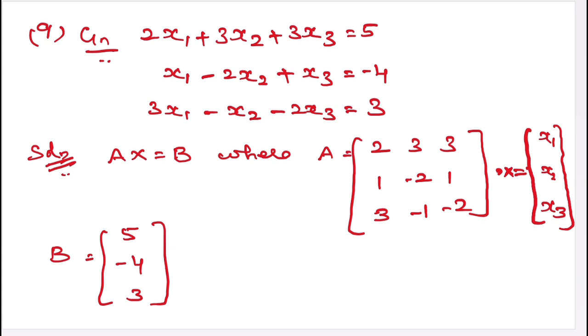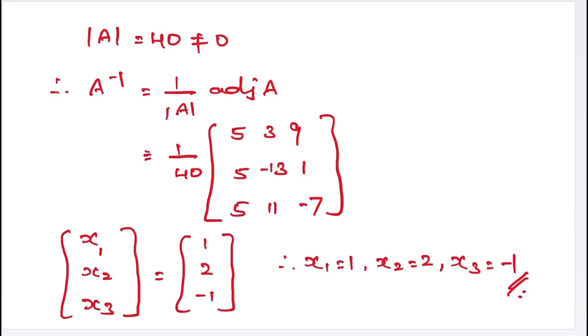Write the system in the form Ax is equal to B, where A is the matrix 2 3 3, 1 minus 2 1, 3 minus 1 minus 2, x is the matrix x1 x2 x3 and B is the matrix 5 minus 4 3. Then find the determinant of A. Our determinant of A is equal to 40, which is not equal to 0. So A inverse exists. So our A inverse is equal to 1 by determinant of A into adjoint A.